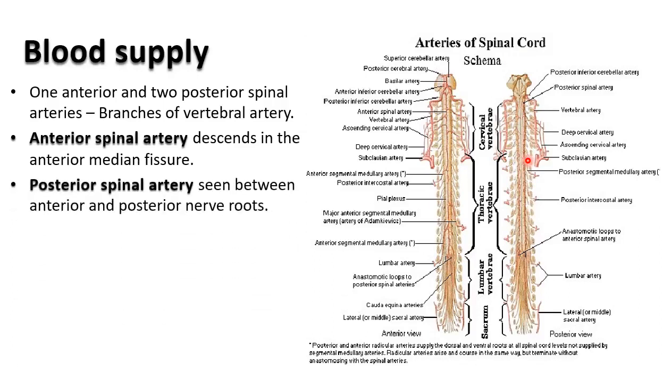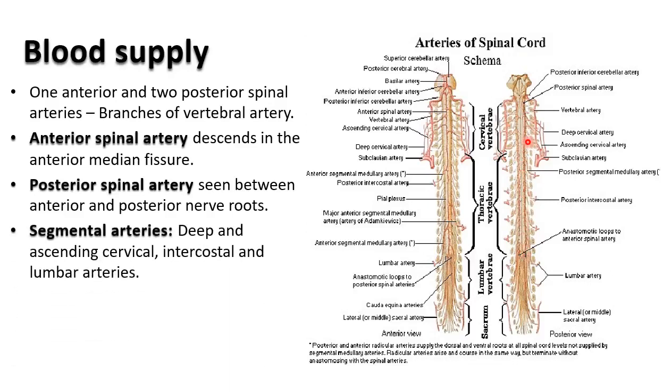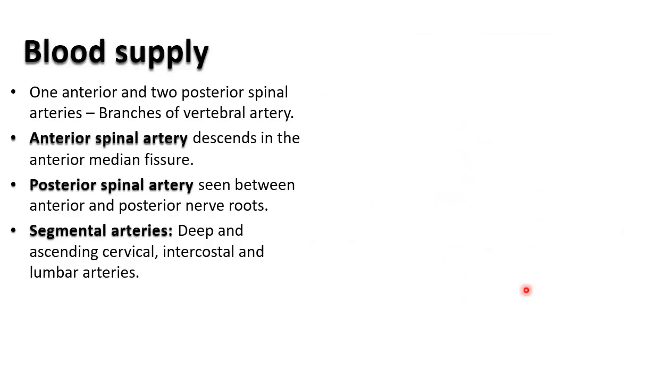Apart from the anterior and posterior spinal arteries, because they are sufficient only to supply up to the cervical segments of the spinal cord, below that, along the whole length of the spinal cord, the blood supply is mainly by the radicular branches. They reinforce the anterior and posterior spinal arteries. They are called segmental arteries because they are derived from the respective segments.